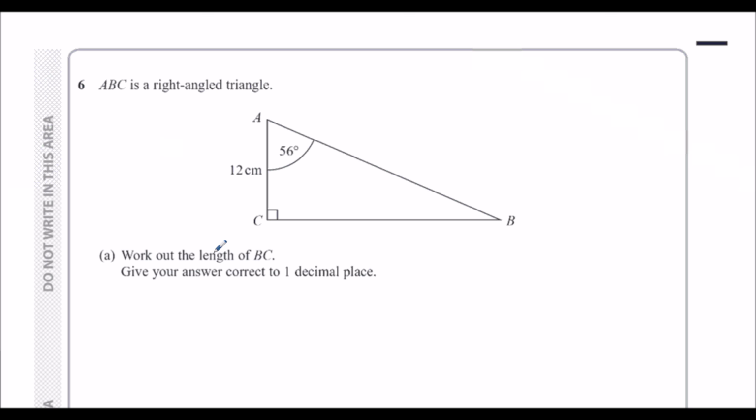Question 6. ABC is a right-angled triangle. We need to work out the length of BC. So I'll label that one X. So this time it's not Pythagoras because we don't have all 3 lengths in the question. We've got 2 lengths and an angle. So when we've got an angle in a right-angled triangle, we're using SOHCAHTOA, trigonometry.